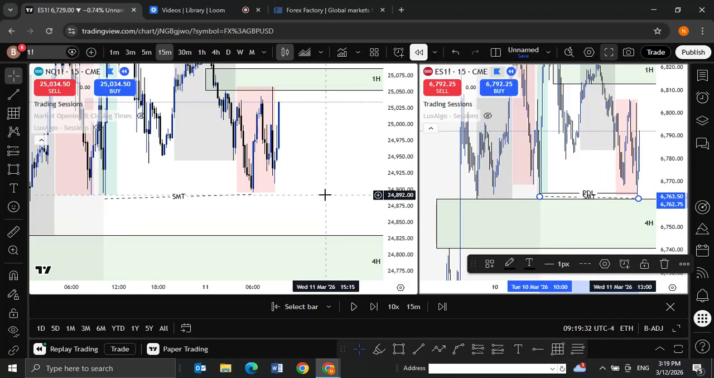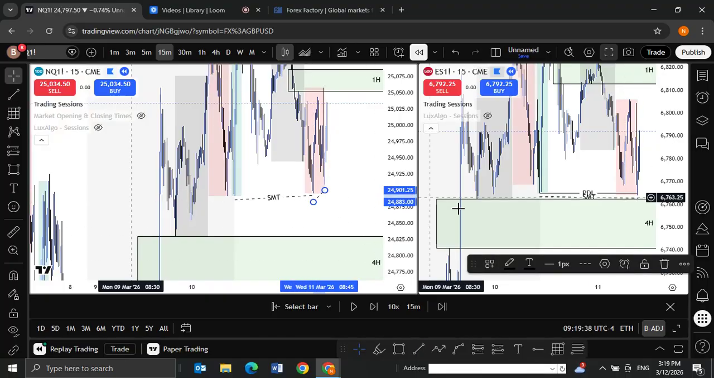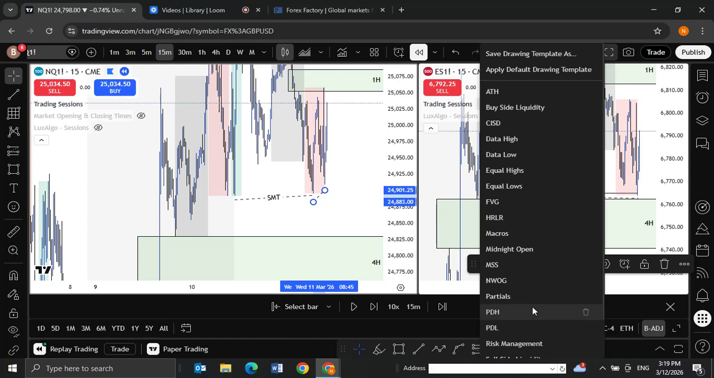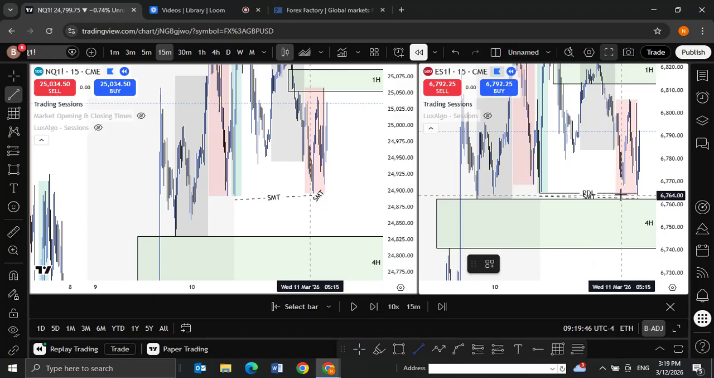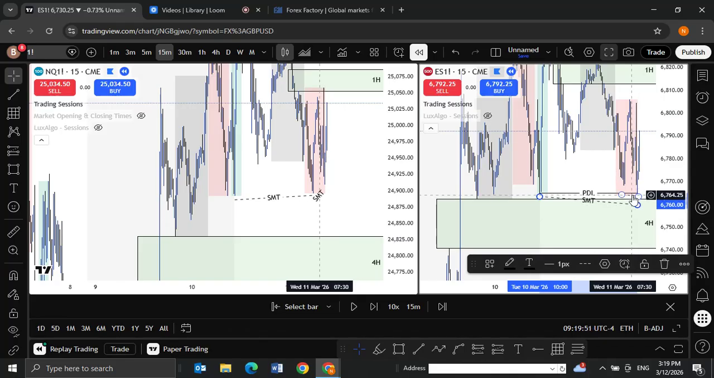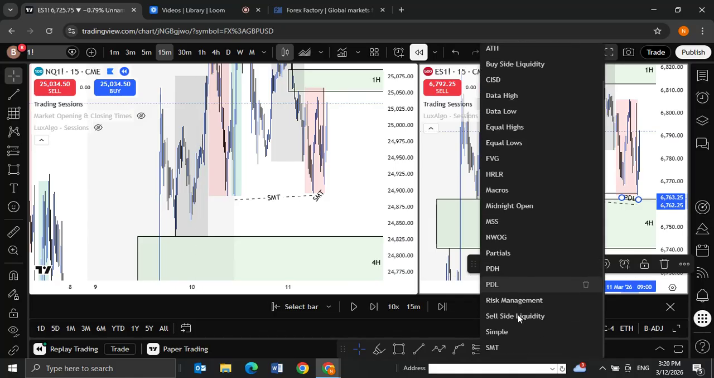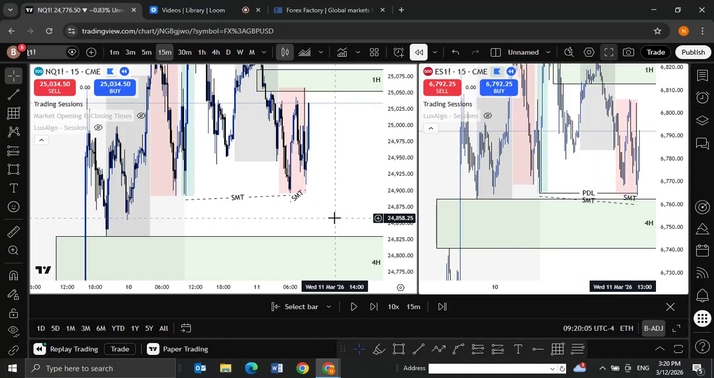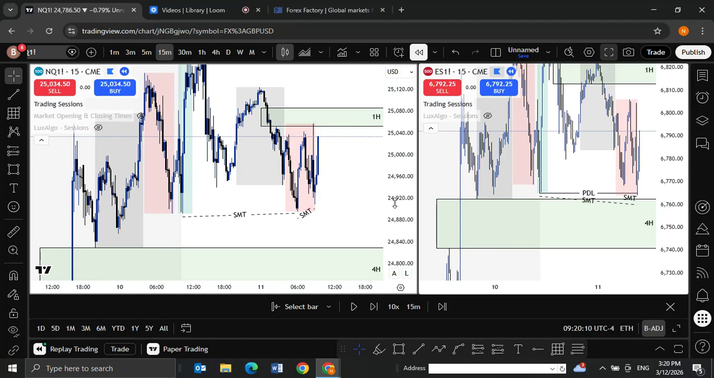So I have this SMT. In addition to this, I have this short-term SMT here as well, right? That shows me again that Nasdaq is stronger and that ES is weaker. So, what do I understand at this point? I literally understand that price just took previous low on ES, but failed to do the same on Nasdaq. It means that Nasdaq is stronger and ES is weaker.